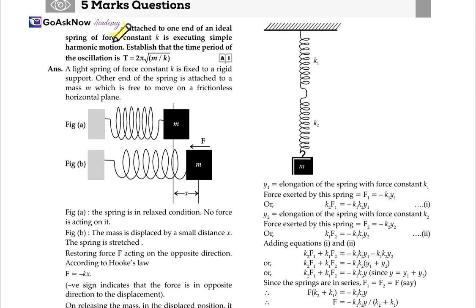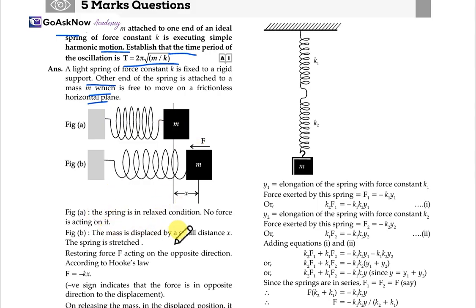A body of mass m attached to one end of a spring of spring constant k is executing simple harmonic motion. Establish that the time period is T is equal to 2 pi square root of m by k. A light spring of force constant k is fixed to a rigid support. The other end of the spring is attached to the mass m, which rests on a frictionless horizontal plane. From figure A and figure B we can see the mass m at rest, so the spring is in the relaxed condition, and no force is acting.